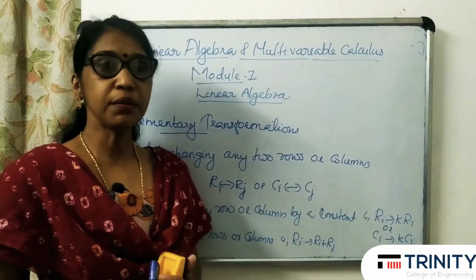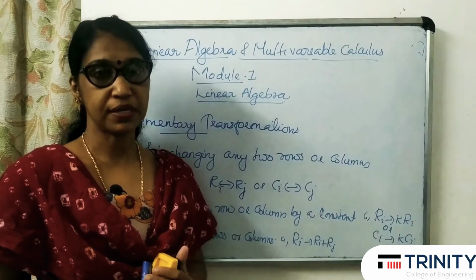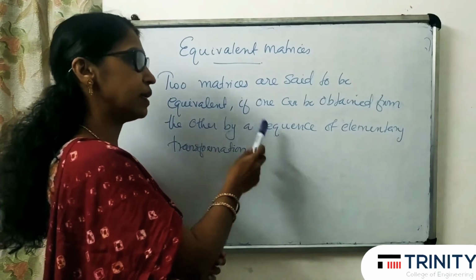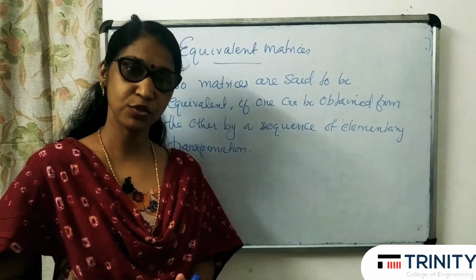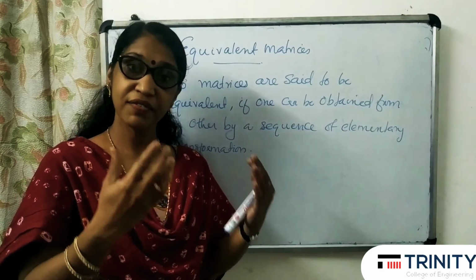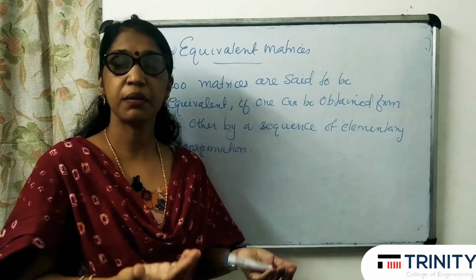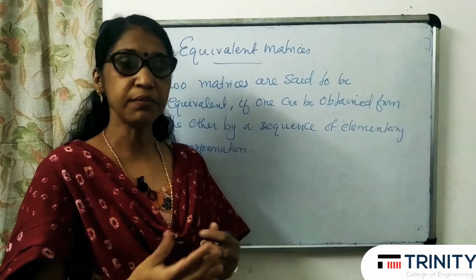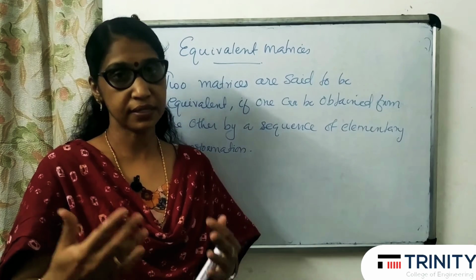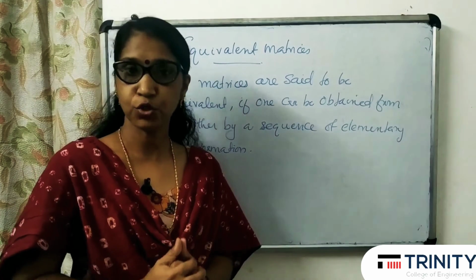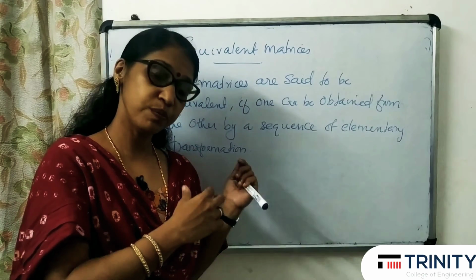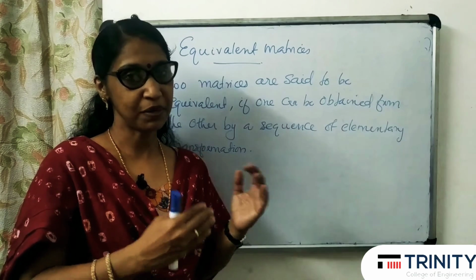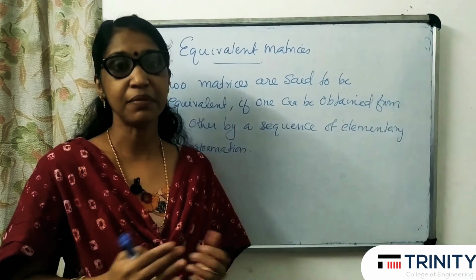Now, what are equivalent matrices? Two matrices are said to be equivalent if one can be obtained from the other by a sequence of elementary transformations. That is, when we are given a matrix A and we apply some elementary transformations to it and reduce it to another matrix, say B, then those two matrices are said to be equivalent, and both matrices have the same rank. Equivalent matrices have the same rank.